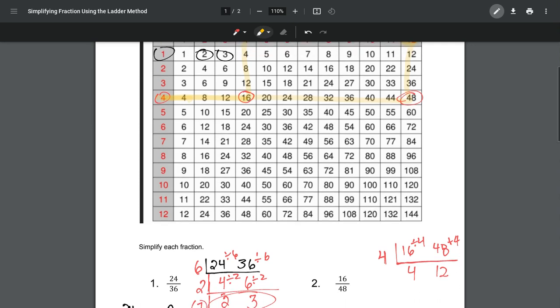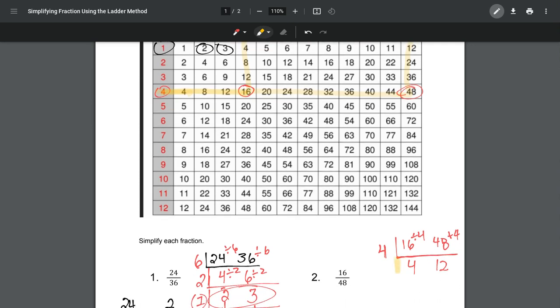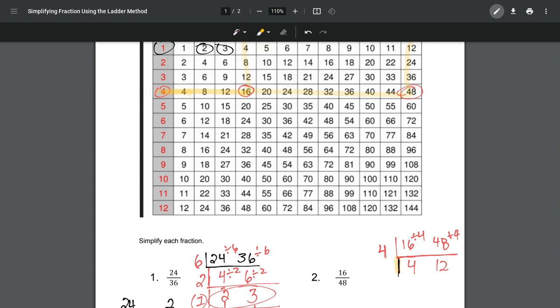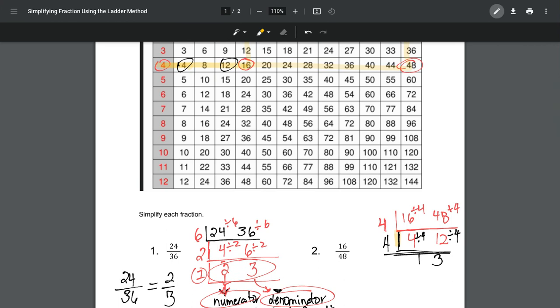All right, now you're going to look for something that will go into a 4 and 12. Well, a number that will go into 4 and 12 is again 4. 4 divided by 4 is 1, and 12 divided by 4 is 3. And the only thing that will go into a 1 and a 3 is a 1. So this makes up my numerator and denominator. So this simplifies to 1 over 3. That's all you do.